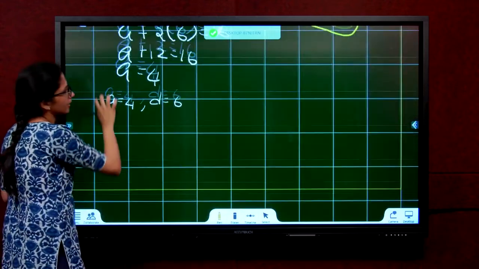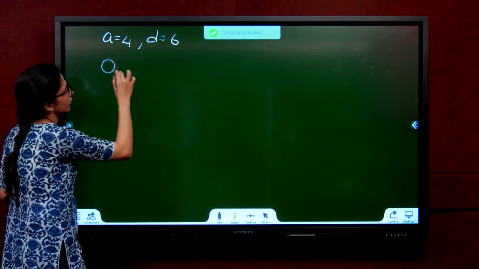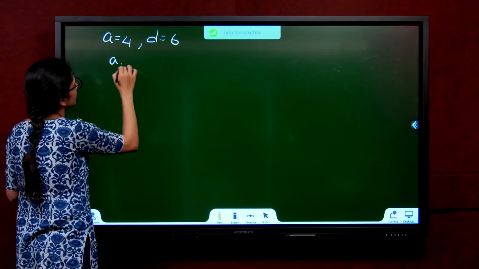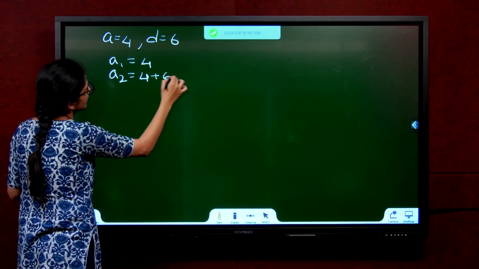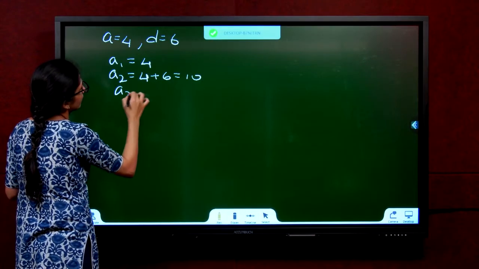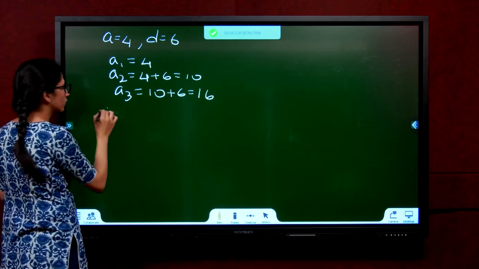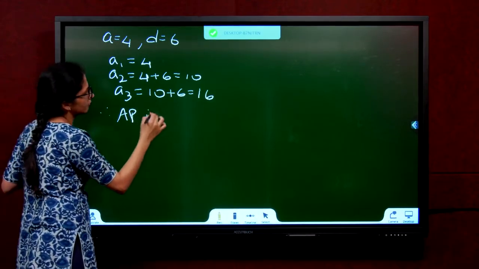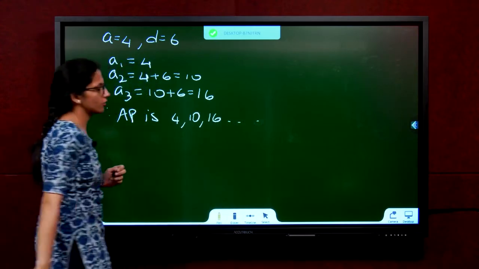Can you find the AP now? So for AP, first you find A1, A2, A3. So what will be A1? 4. A2, 4 plus 6, 10. A3, 10 plus 6, 16. Therefore, AP is 4, 10, 16, dot, dot, dot.